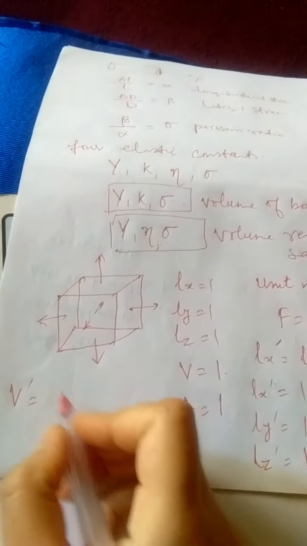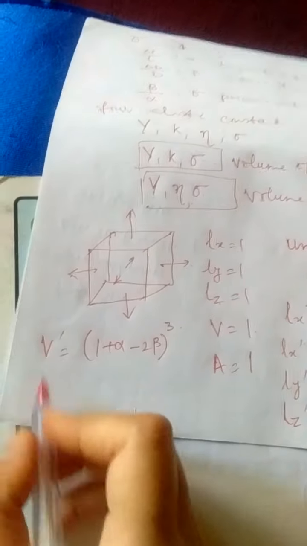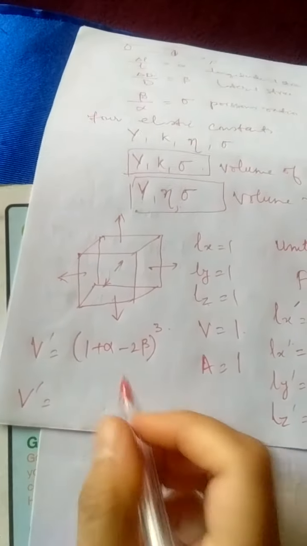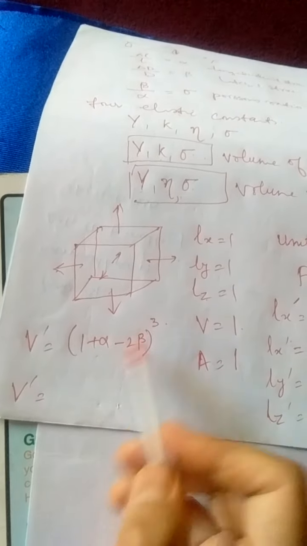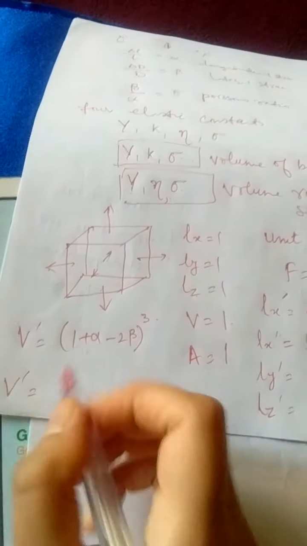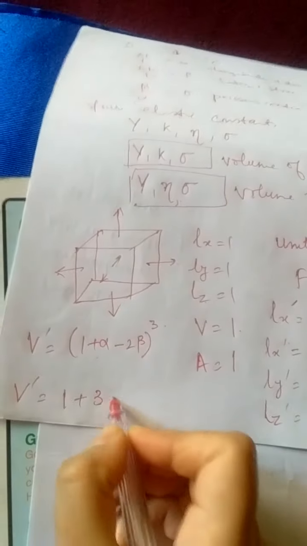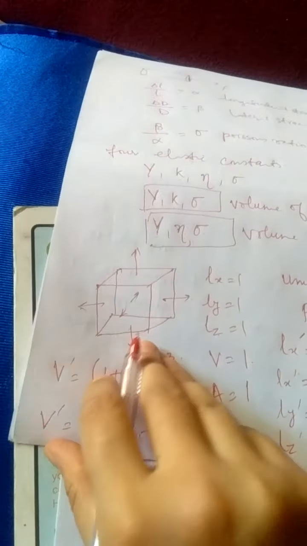V dash. So that is this into this into this. So it is 1 plus alpha minus 2 beta, cube. So V dash is equal to, once we use the binomial theorem to expand it, we know that the power comes down and the higher powers are neglected because alpha and beta are very small terms. So we write it as 1 plus 3 alpha minus 6 beta, because I have multiplied the power with these coefficients, right?